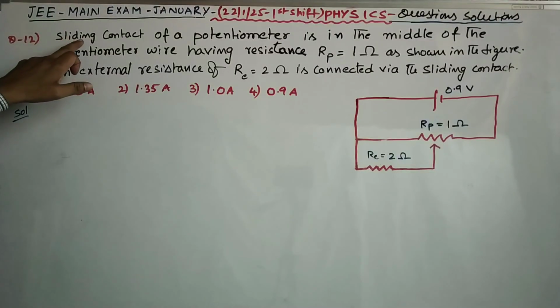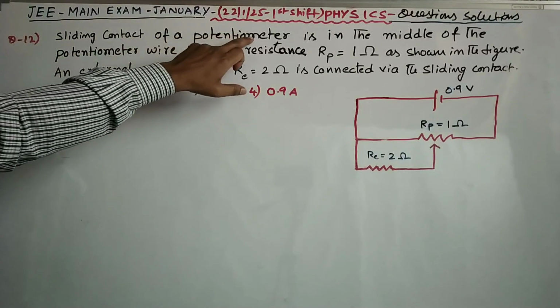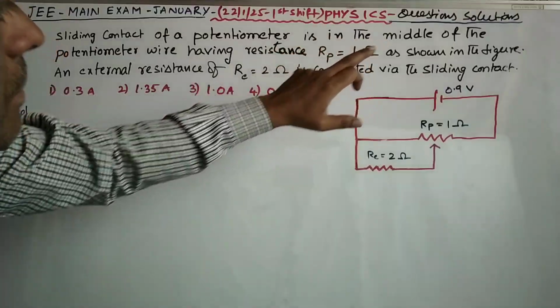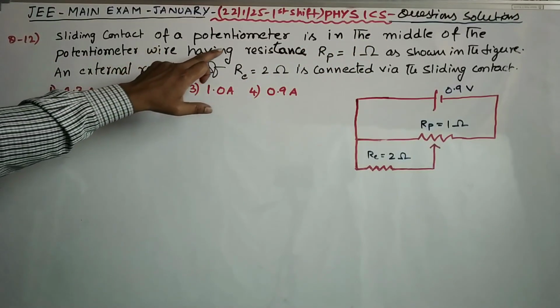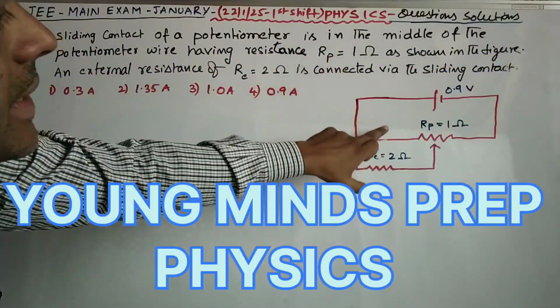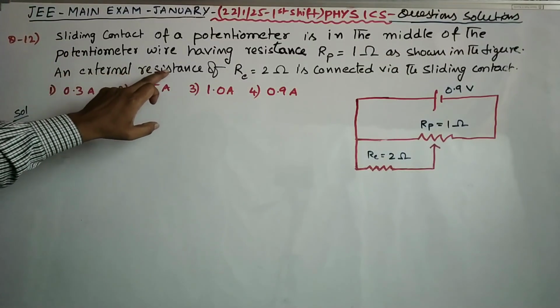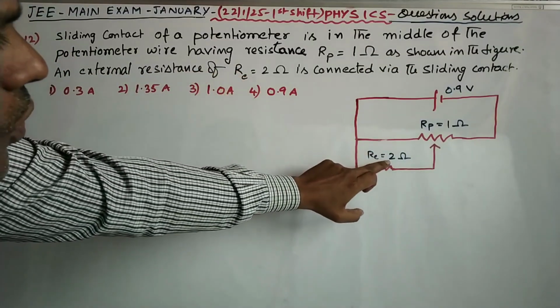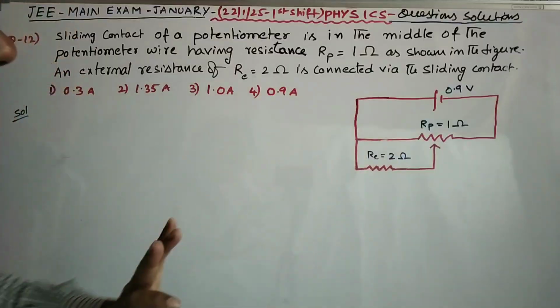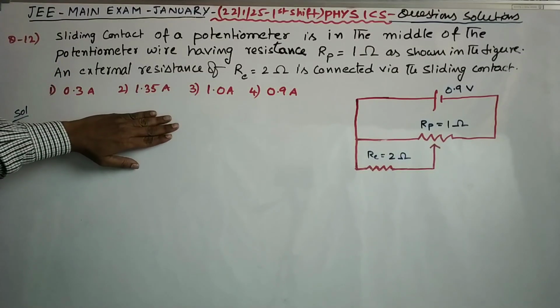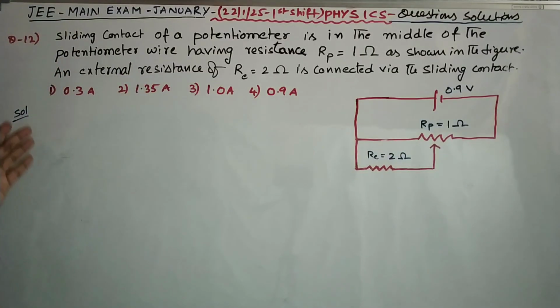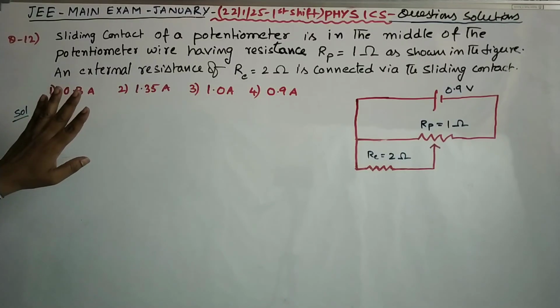The 12th question. The sliding contact of a potentiometer is in the middle of the potentiometer wire having resistance Rp equal to 1 ohm, as shown in the figure. An external resistance of Re equal to 2 ohm is connected via the sliding contact. Then options are given. The question is not asked directly.